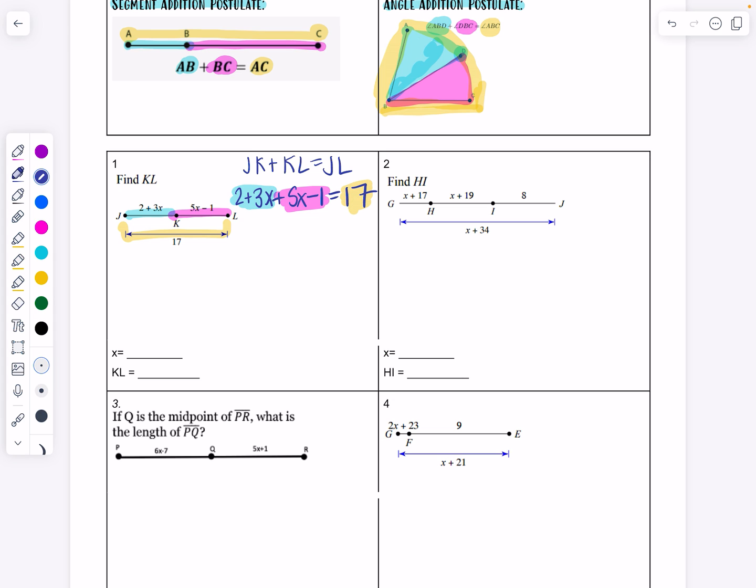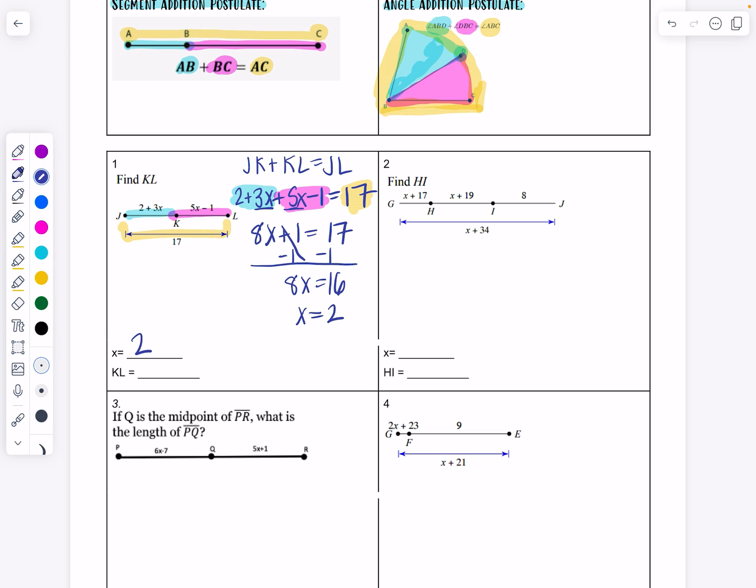And so here's where we're ready to start combining like terms. Just like yesterday, we're going to put things into piles. So what is 3x plus 5x? That's going to give me 8x. And then what is 2 minus 1? That's going to give me 1. Okay, and now we're just going to solve this two-step equation. We're going to subtract 1 from both sides, and we get 8x equals 16. And so x, we divide by 8 on both sides, and we get 2. So what is the value of x? The value of x is 2.